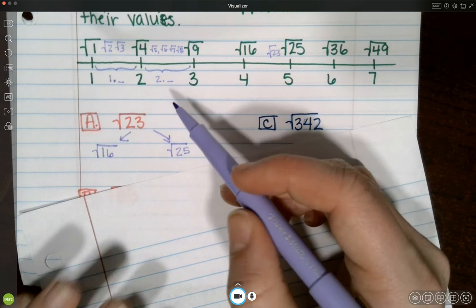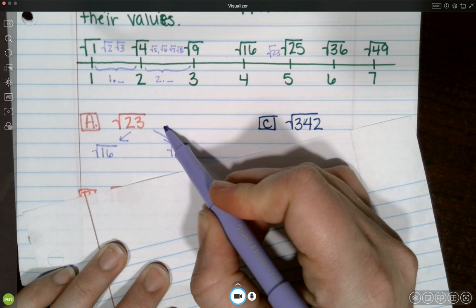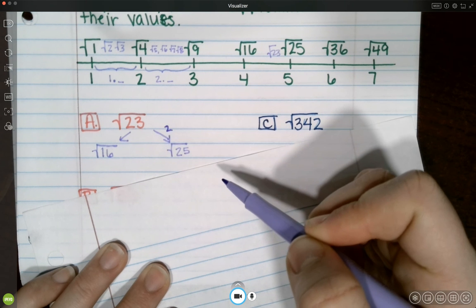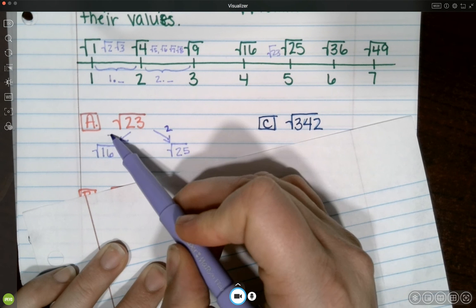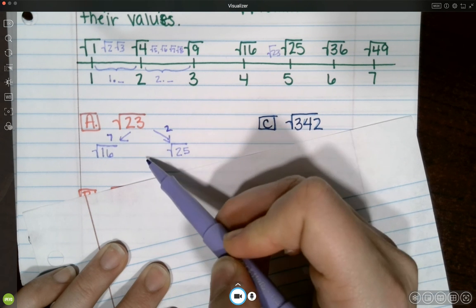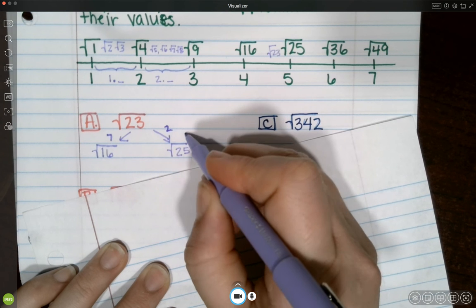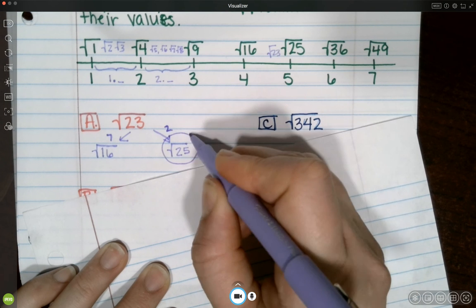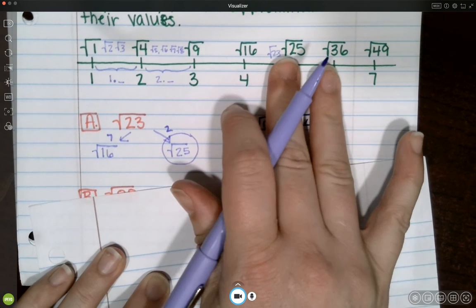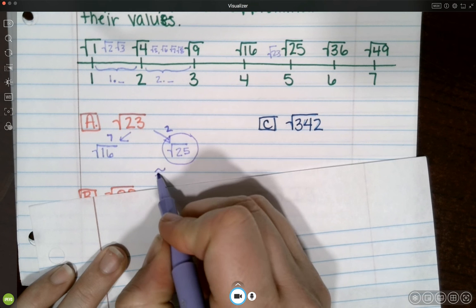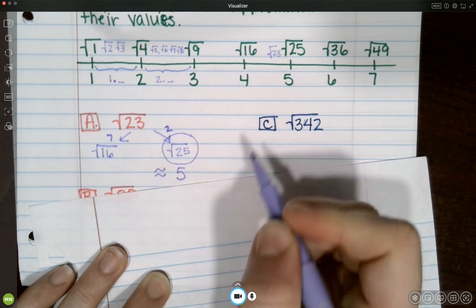And in this case, I'm 2 digits away from being 25. And I am 7 digits away from being 16. So in this case, I am closer to being 25. Therefore, I am approximately the value of 5.